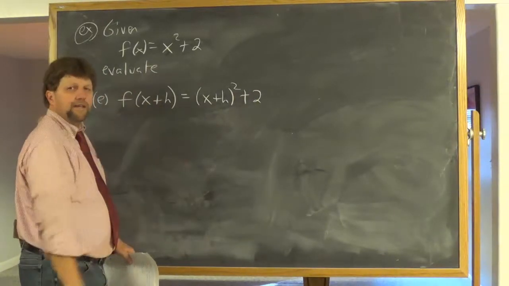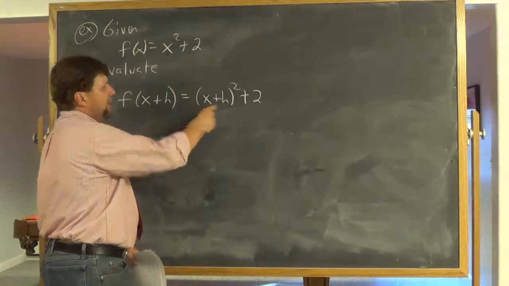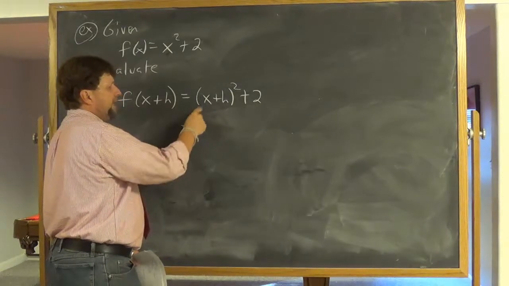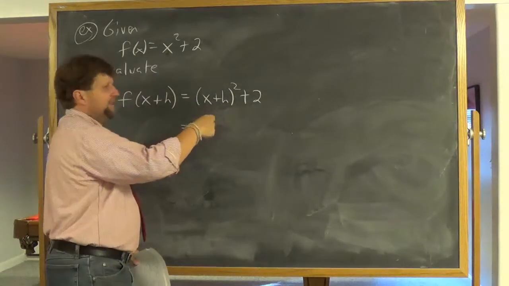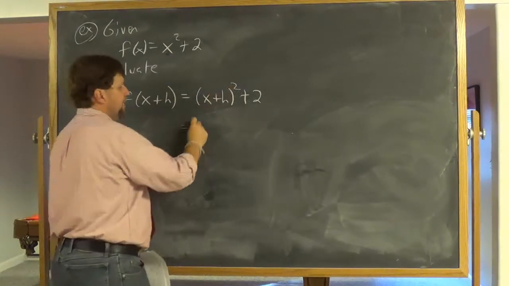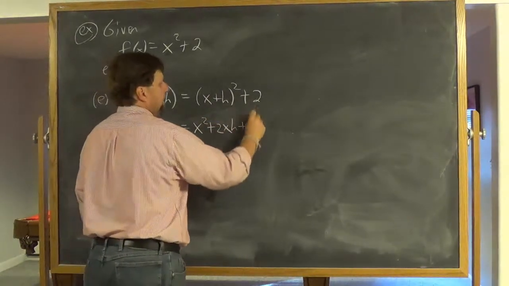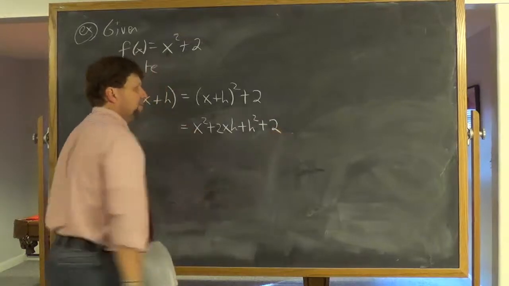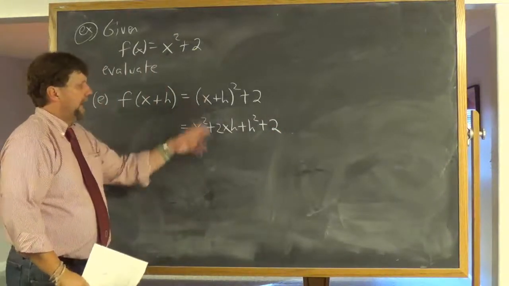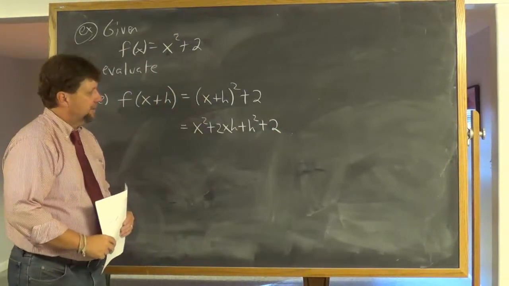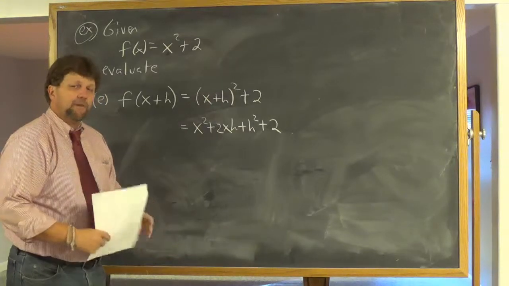It's the same process. Now here we could go a little bit further. If you take x plus h and multiply it by itself, x plus h squared, you'd get an x squared plus a 2xh plus an h squared plus 2. So we could actually simplify that a little bit. The same process though.